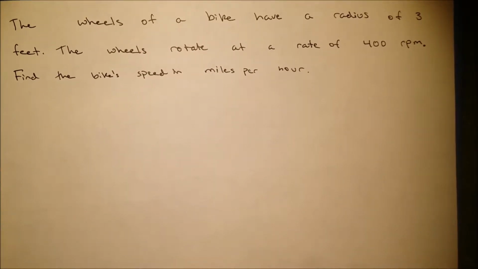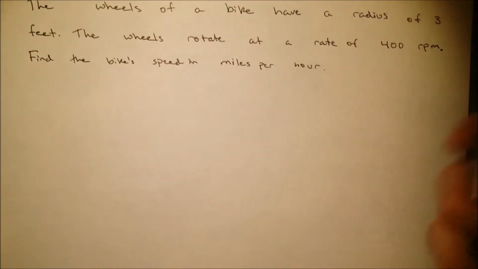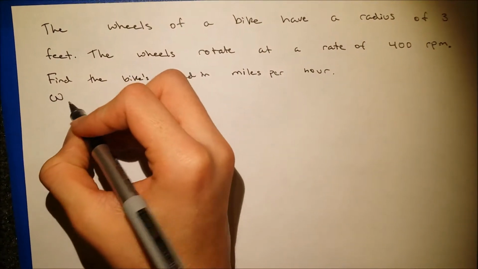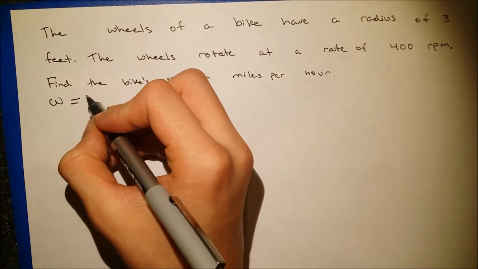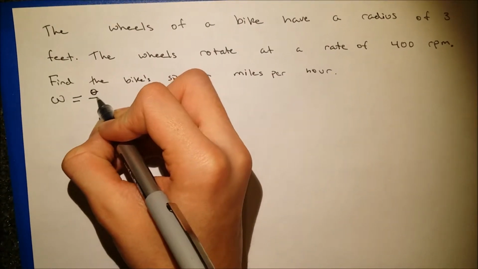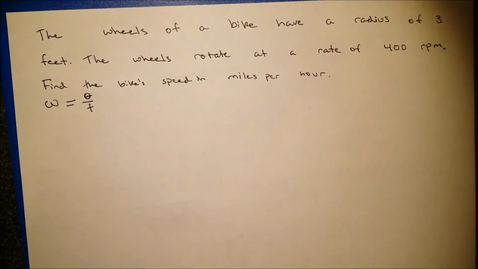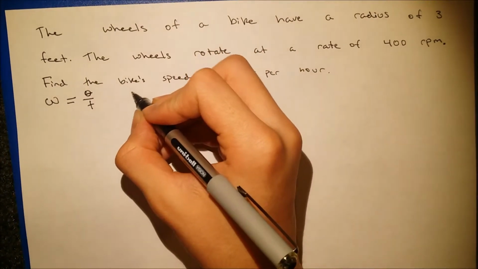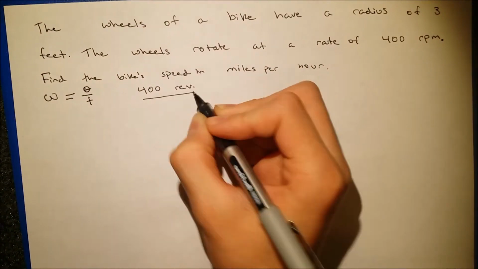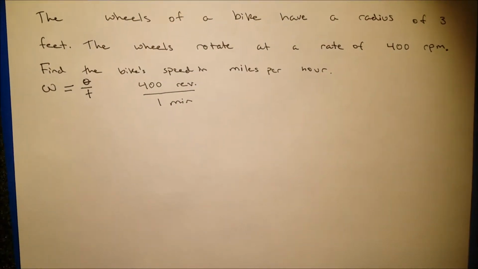Before we start, we need to convert this 400 revolutions per minute to angular speed. Angular speed is represented by the Greek letter omega, and it equals the central angle in radians, represented by theta, over t, the time interval. So we have to convert 400 revolutions in 1 minute to radians per minute.